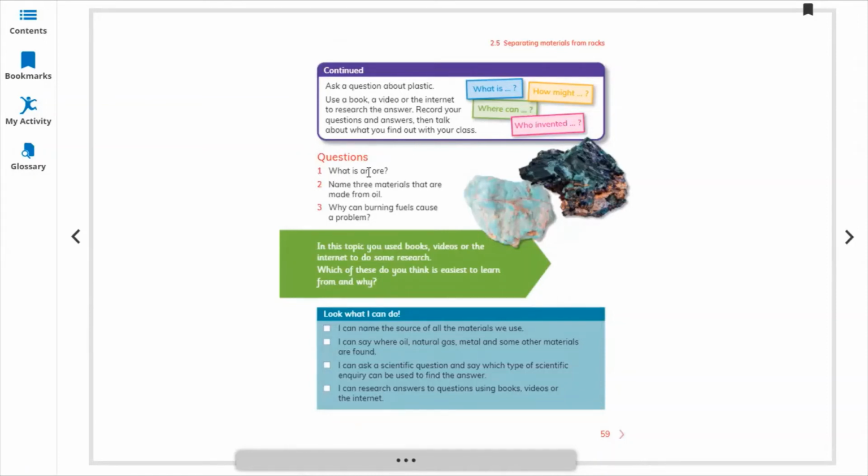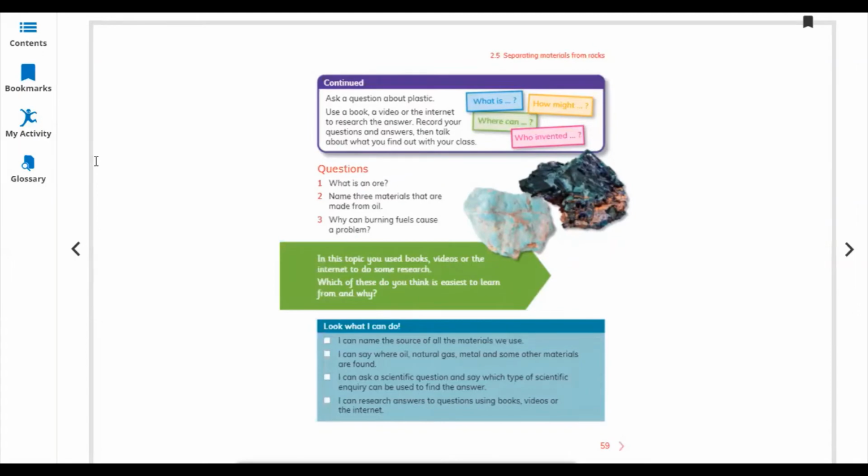There are some questions. What is an ore? So let's write. An ore is a rock that contains metal. Name three materials that are made from oil. Very easy. Made from oil: number one, plastic. More simple, and petrol, diesel.